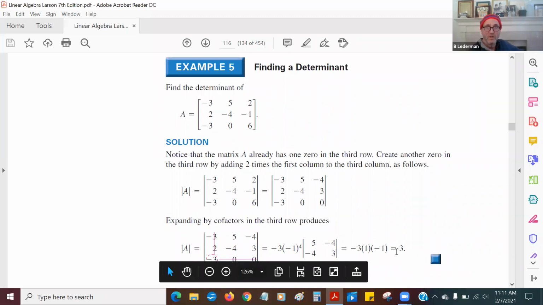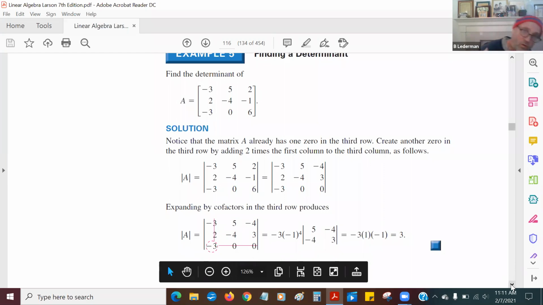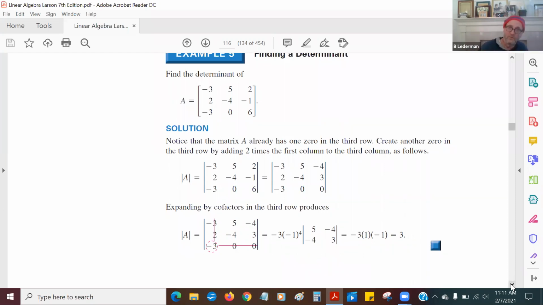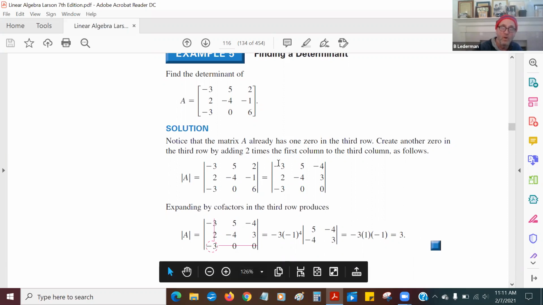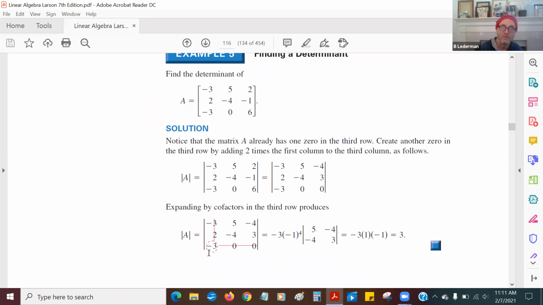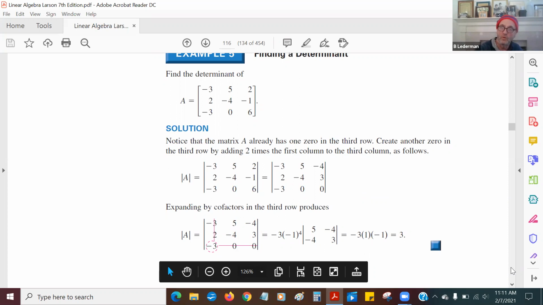But it was much, much easier that way. Even if you don't go all the way to put it into triangular matrix form, which you can then turn into row echelon form, even if I don't go all that far, just doing one column addition made a huge difference. Now I only have one little 2 by 2 to work out. So this is very, very powerful.